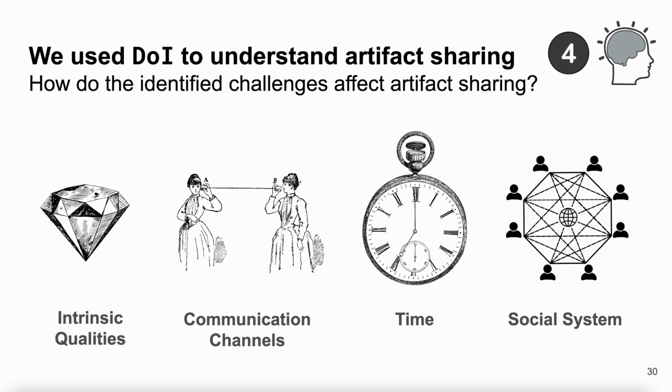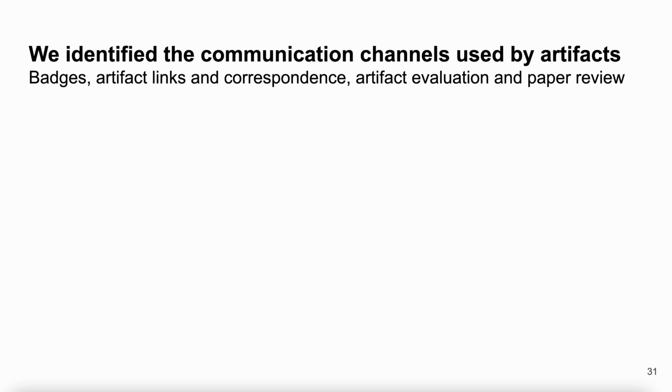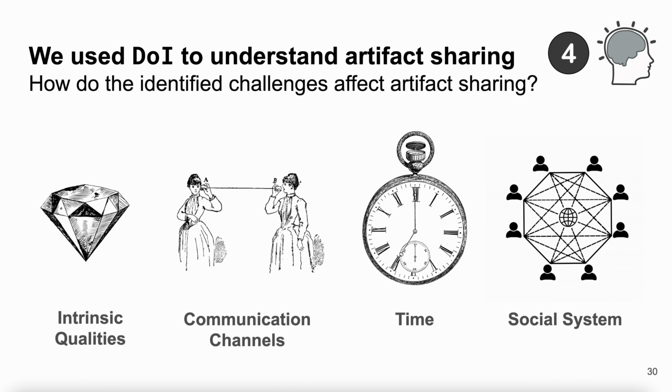DOI, or Diffusion of Innovations, uses 4 dimensions to explain innovations. Firstly, the intrinsic qualities of the innovations themselves. Secondly, the communications channels through which innovations are spread. Thirdly, how those innovations change over time. And finally, it looks at the larger social system in which those innovations take place. To understand what this analysis looks like, let's take a look at artifacts through the dimensions of communication channels and the social system.